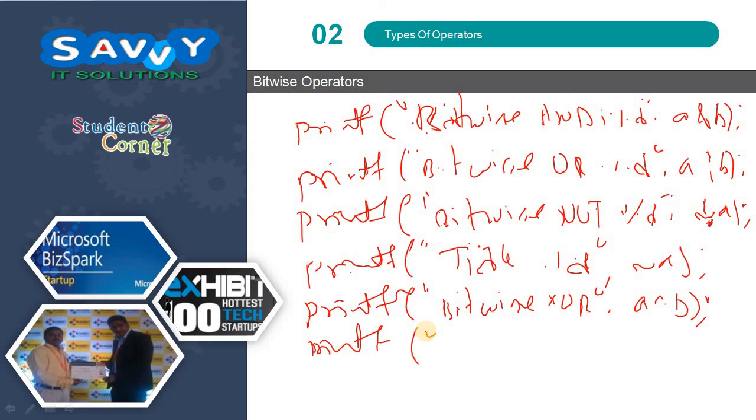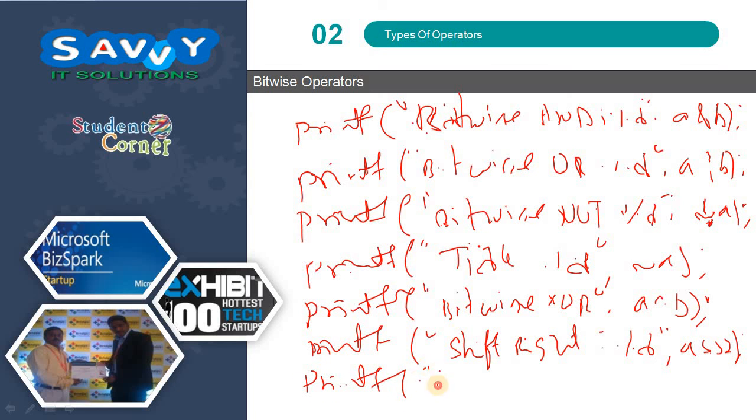Similarly shift right and shift left. printf shift right percentage d A right shift 2. Similarly printf shift left percentage d A left shift 2. This is the way we are writing the program of bitwise operators.